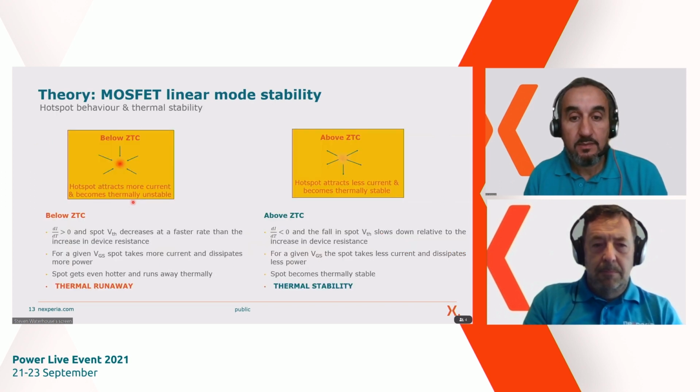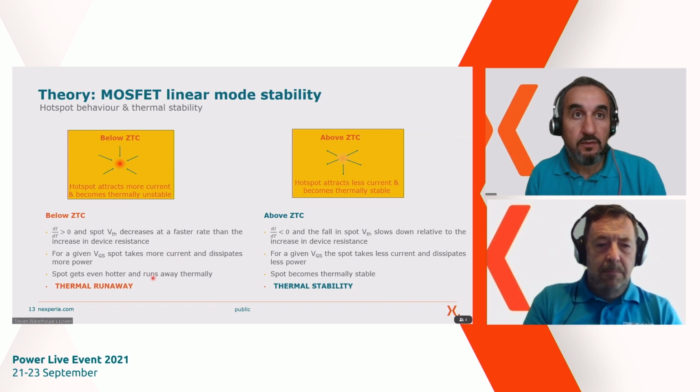Next slide, please, Stephen. Now, just to put in perspective that ZTC point, what occurs below the ZTC point, what we refer to as the area of instability, is because of the temperature effect on the VGS threshold, meaning that more current flows. And if it happens to be one spot within the die that is conducting more than the rest because it got hotter than the adjacent cells, then more current will flow.